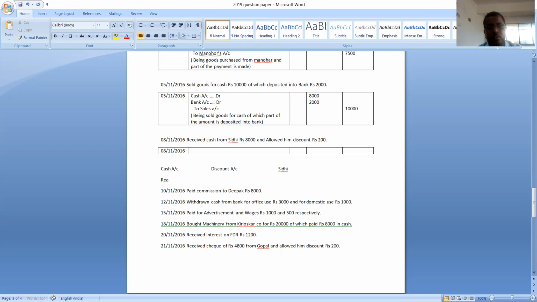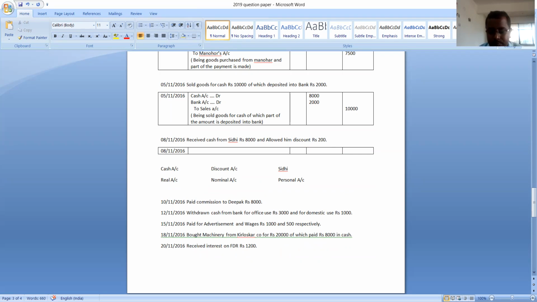Now cash is which account? Cash is a real account. Discount is which account? It is a nominal account. Siddhi is which account? It is a personal account. So like this, we are finding here three accounts. Now we have made the classification with these three accounts.